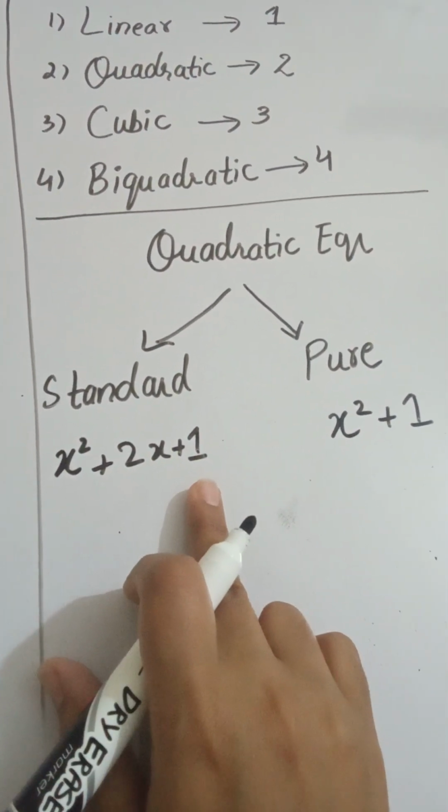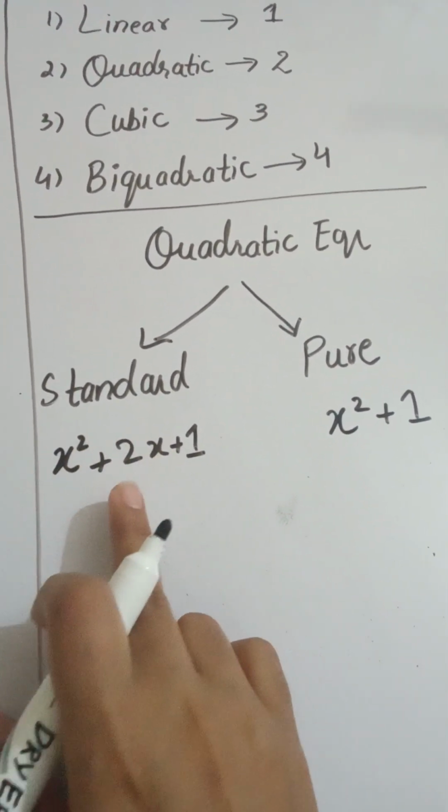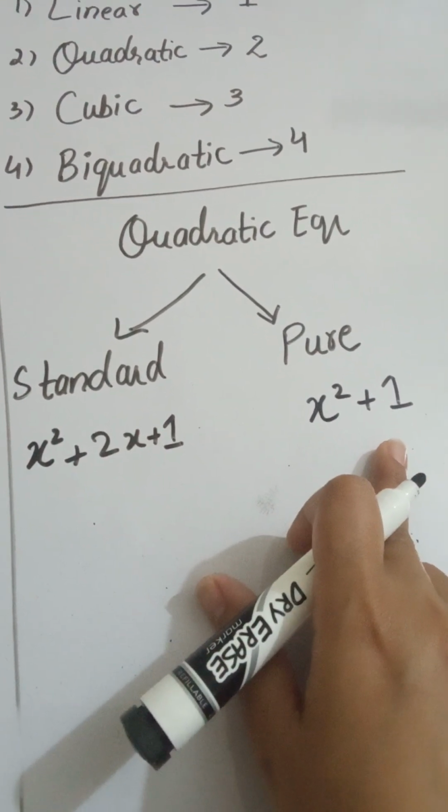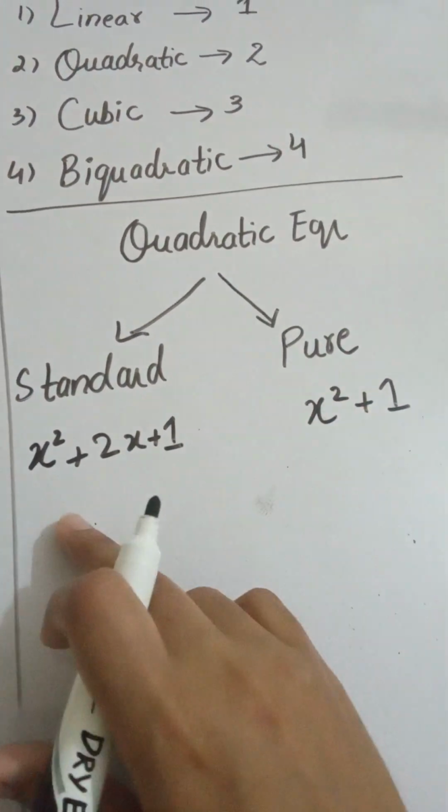I hope you understand. If you have any confusion or any ambiguity, please ask in the comment section. A standard quadratic equation is just like this, in which we have the x term always, and in pure quadratic equation we don't have the middle term.